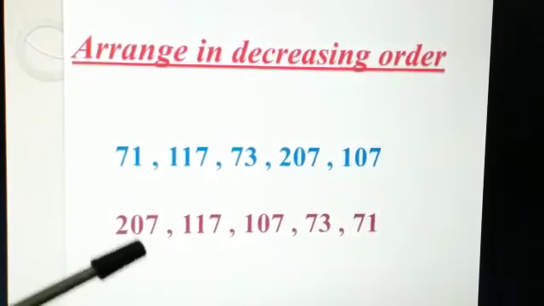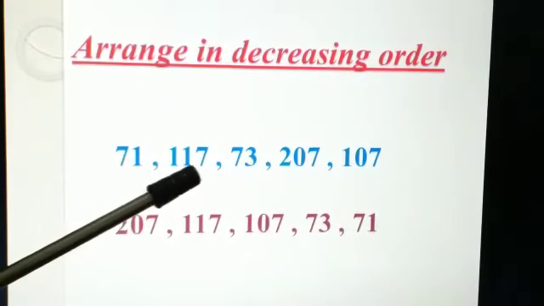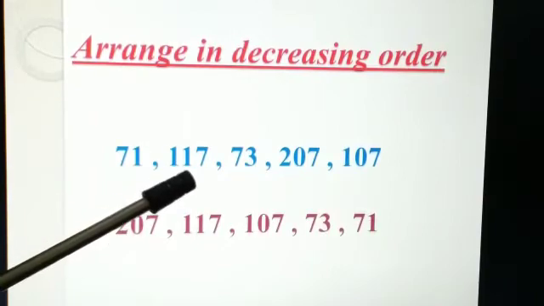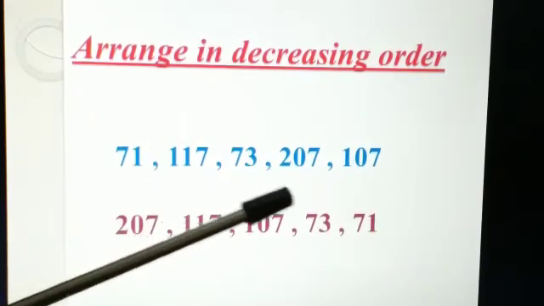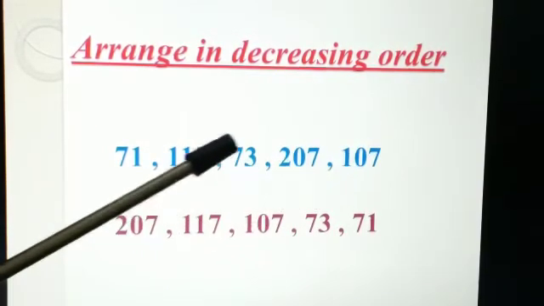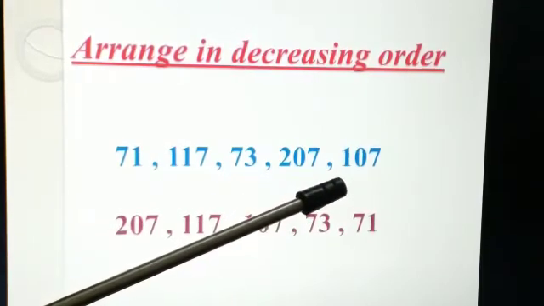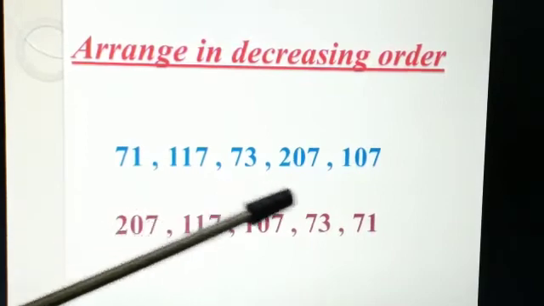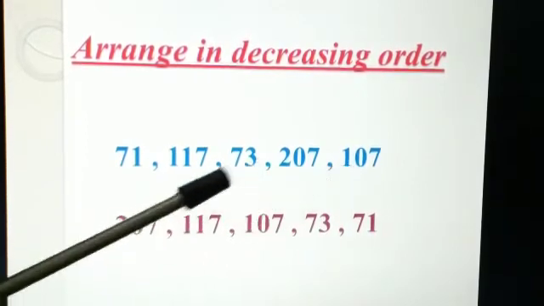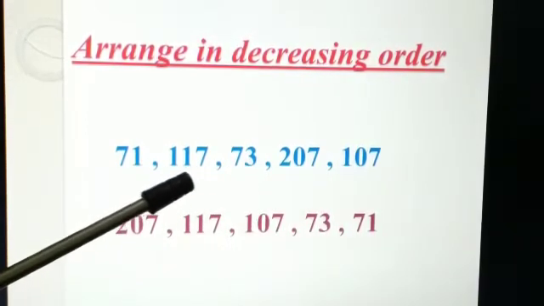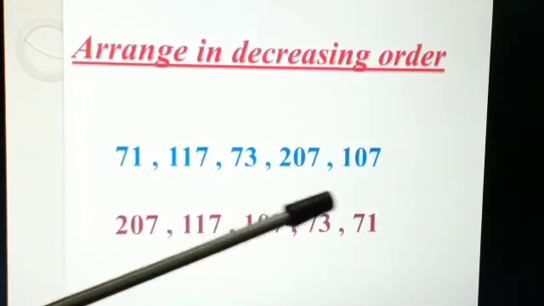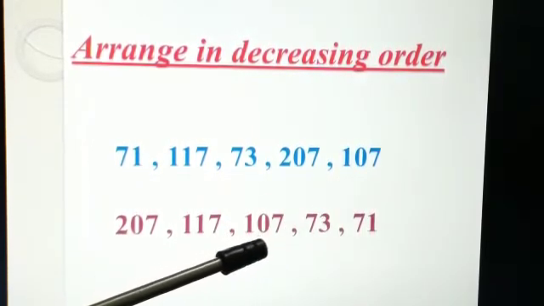Now we will compare the next 3-digit numbers. Here the next numbers are 117 and 107. The first digit is 1, they are equal. Then we will compare the next digit, 1 and 0. Which one is greater? 1. That means 117 is the greater number. Now the third number will be 107.